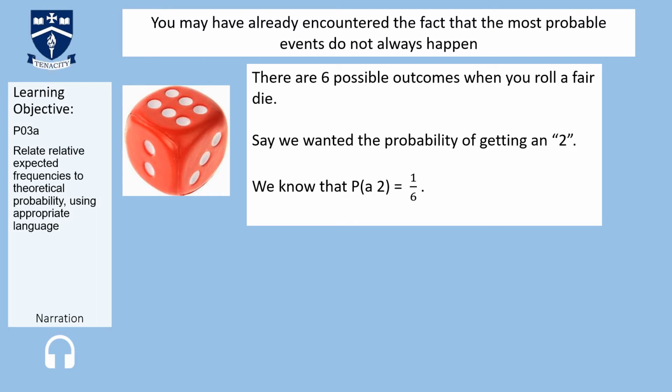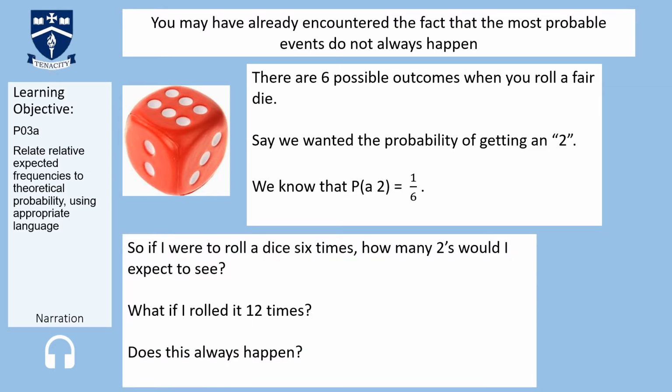We have a six-sided fair dice. The probability of getting a 2 on it is 1 out of 6, because there's one way of getting a 2 out of 6 possibilities. So if I was to roll the dice 6 times, I'd expect at least once to get a 2. If I was to roll it 12 times, I'd expect to get a 2 twice. But is this guaranteed to happen? Does it always happen? Well, my advice is go off and actually try it.